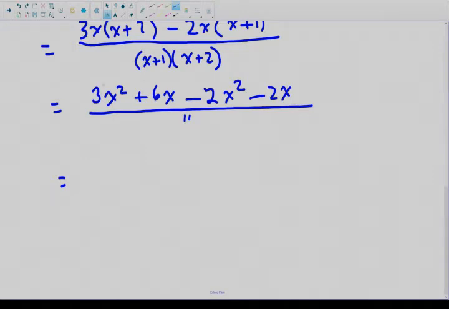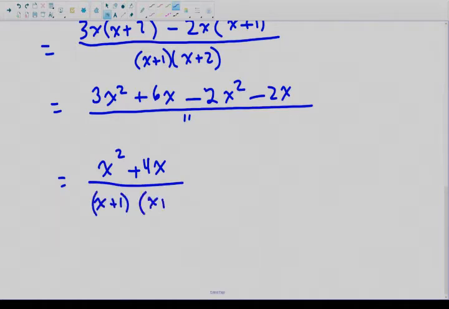So we're going to combine like terms. 3x squared minus 2x squared is 1x squared, plus 6x minus 2x is plus 4x, and that's all divided by x plus 1 times x plus 2.